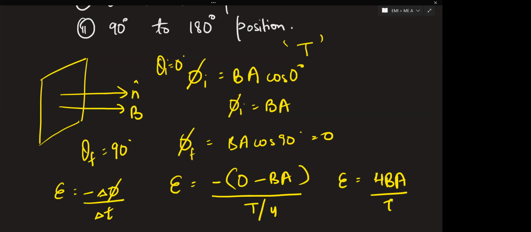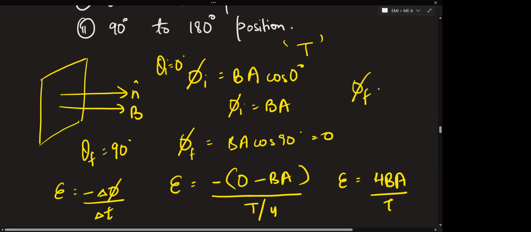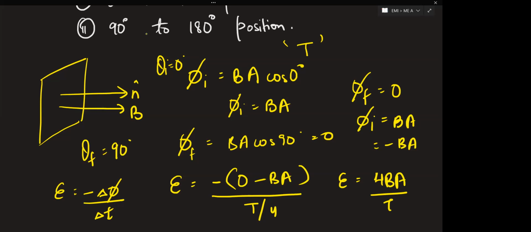That is right. Now here see what will happen. Here the final flux is 0 and the initial flux is BA. So you're subtracting final minus initial, which automatically gives you minus BA. Minus minus combined with this will give you plus 4BA by T only. So your answer was right initially. It will be plus 4BA by T only. Now in the second part, let's see.